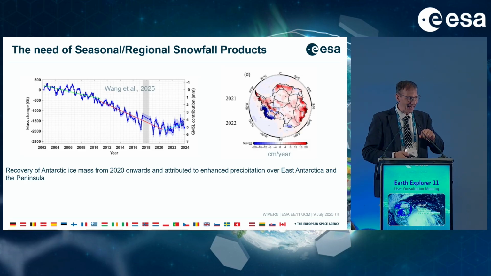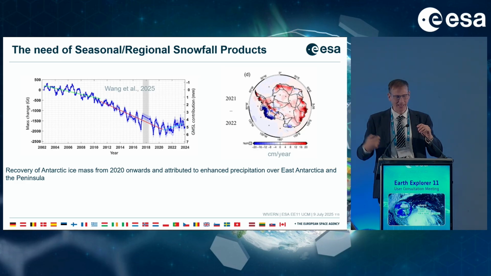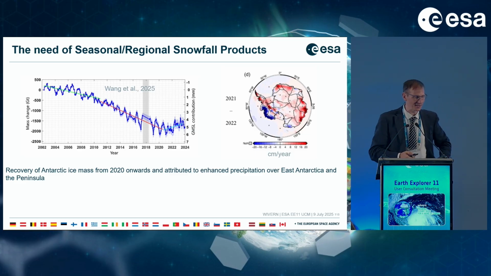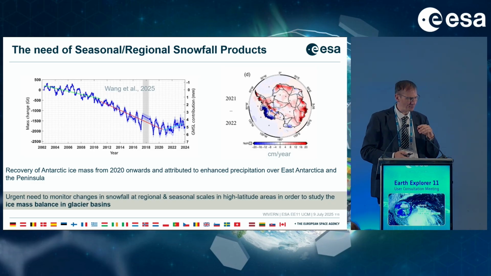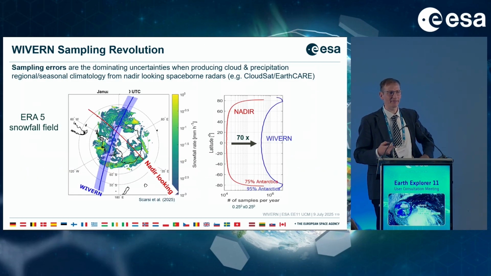So clearly this highlights the need to monitor changes in snowfall and precipitation, but where? At regional and seasonal scales, in this case in high latitude areas. In order to do what? In order to study the ice mass balance in glacier basins. So what is the current roadblock in the current observing system? Well, if we think of nadir-looking radars like EarthCARE and CloudSat, definitely it is poor sampling.